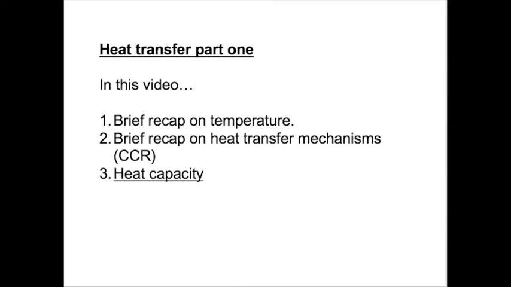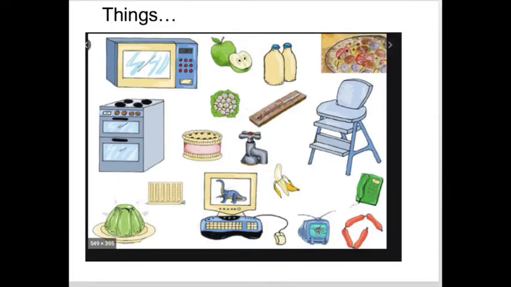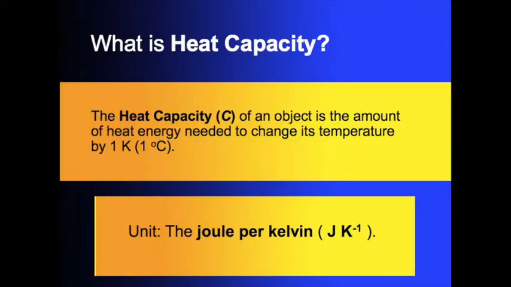Next, we're going to have a look at the idea of heat capacity. Capacity being how much something can take. You know, the capacity of a bus would be how many people can get on the bus. So heat capacity applies to a range of different objects. Here's a picture of different things. Each different object here can take a different amount of heat before its temperature goes up by 1, and this property is referred to as its heat capacity.